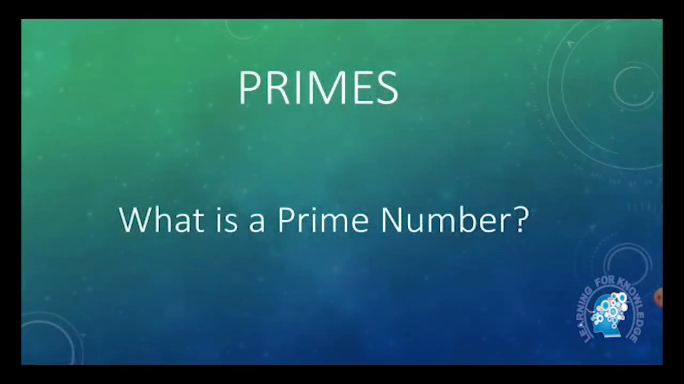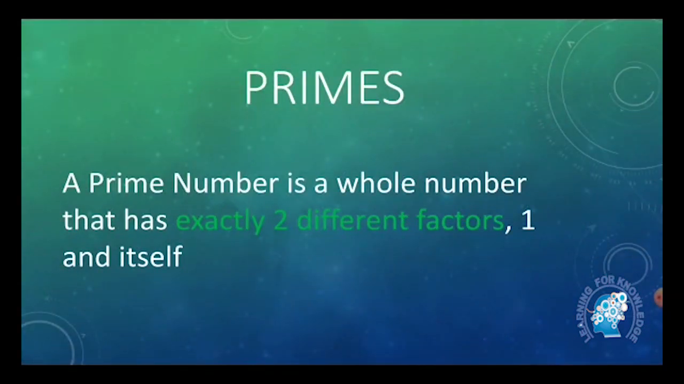Okay, now let's start with prime and composite numbers. Now what is a prime number? Actually, a prime number is a whole number that has exactly two different factors, 1 and the number itself. For example, take 2. 2 has only two factors, 1 and 2 itself. So 2 will be considered a prime number.